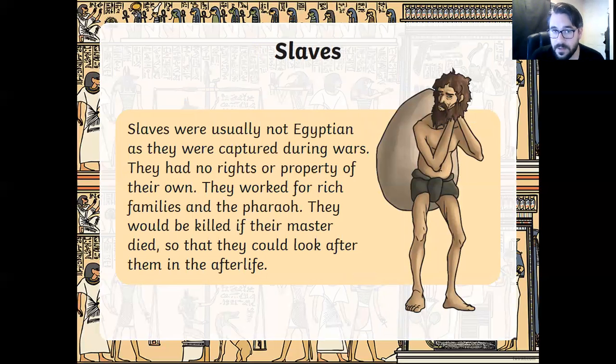The slaves. Slaves were usually not Egyptian, as they were captured during wars. They had no rights or property of their own. They worked for rich families and the pharaoh. They would be killed if their master died, so that they could look after them in the afterlife. So again, think, where do you think the slaves may go on your social pyramid?